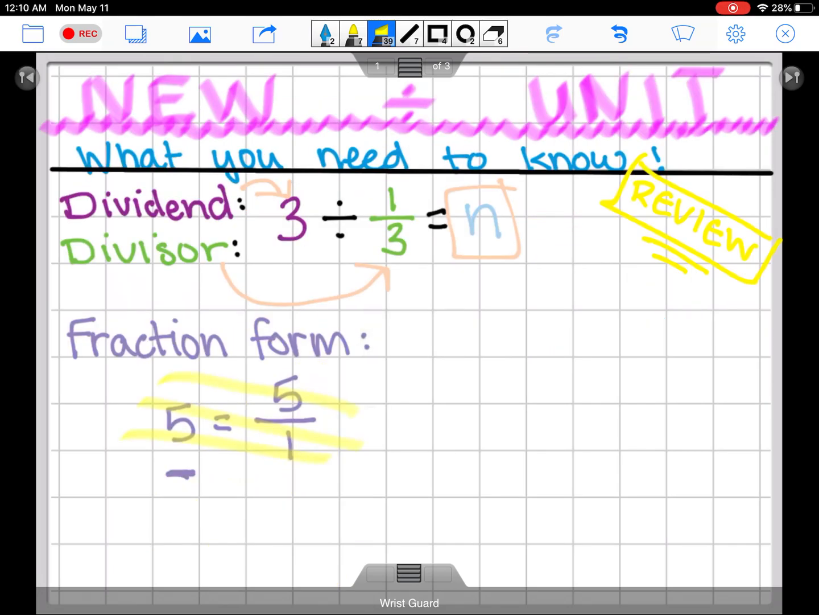This was just your vocab. So make sure that you review. You know where your dividend is. You know where your divisor is. You know what those things mean. You remember how you can write in fraction form.